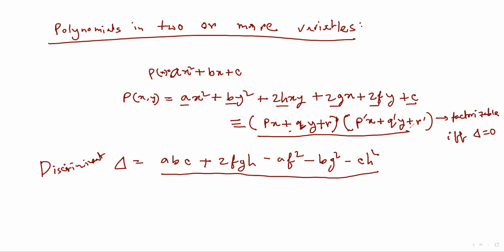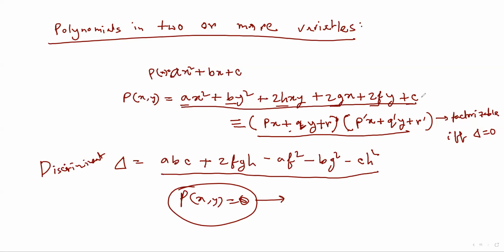Now, a question might arise. Some of you might wonder, why is it not possible to factorize every quadratic polynomial in two variables? Let me answer this question not from an algebraic perspective, but from the geometry perspective. If you write a quadratic polynomial equal to 0, an equation like this, what does this equation represent in 2D geometry?